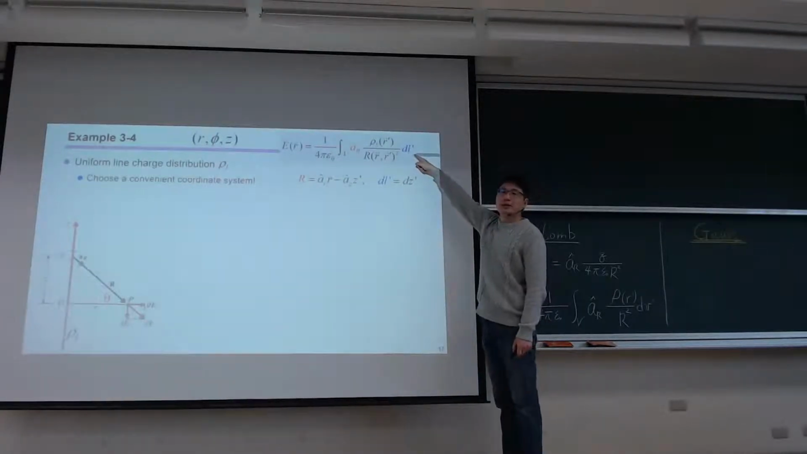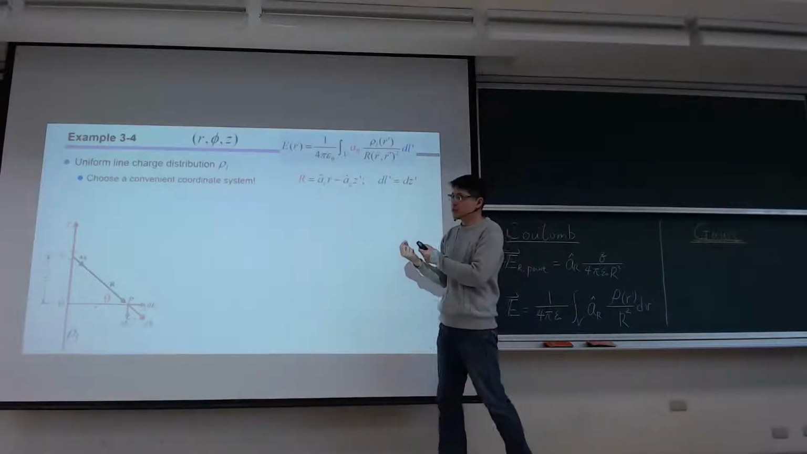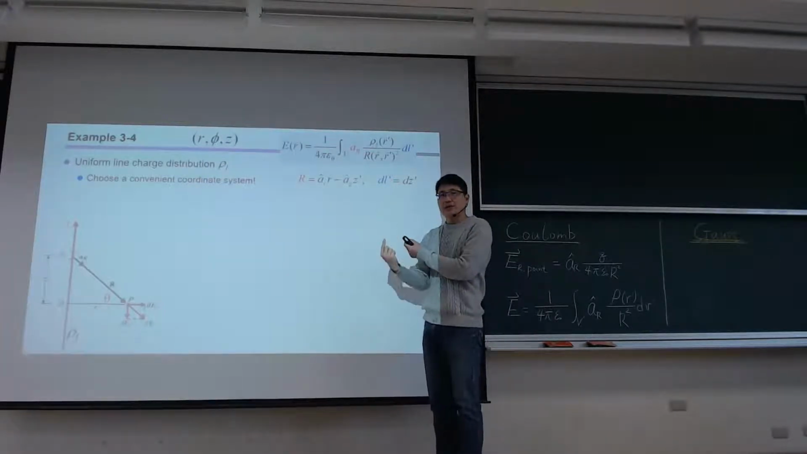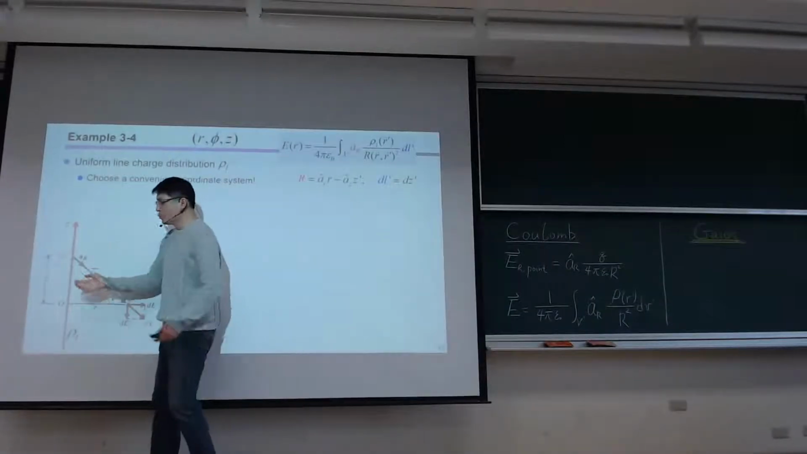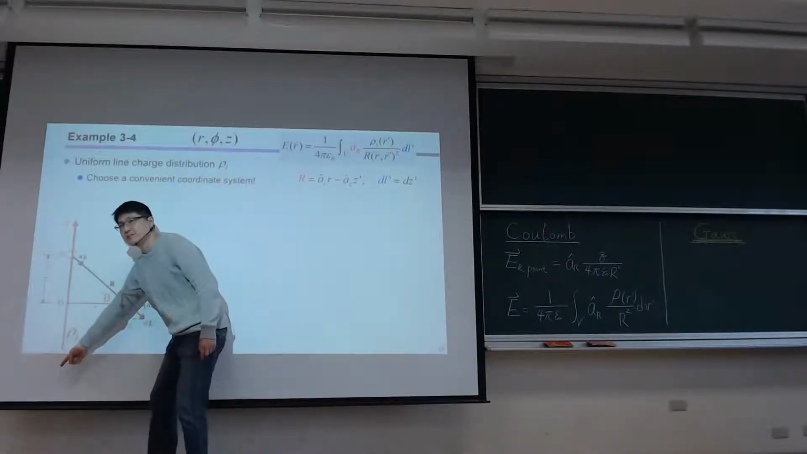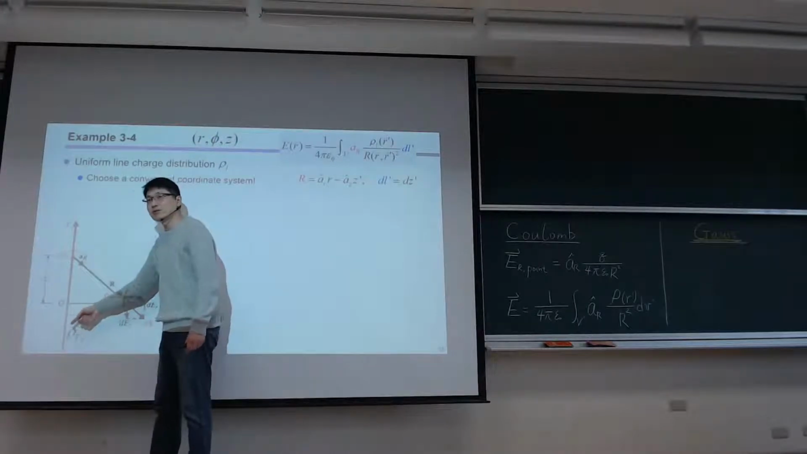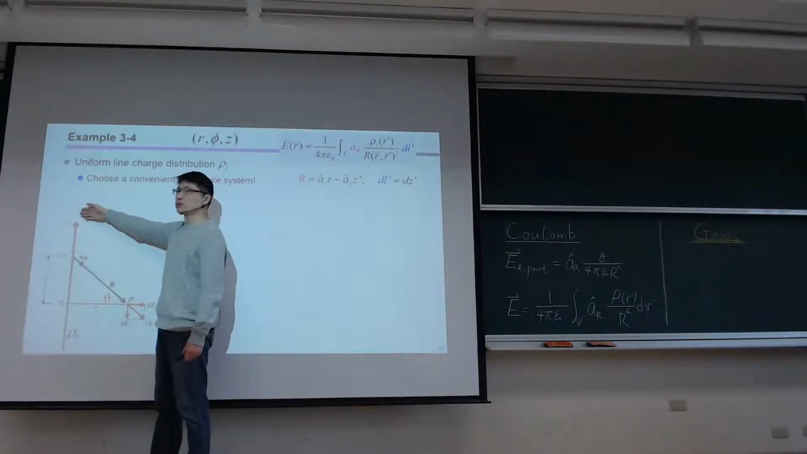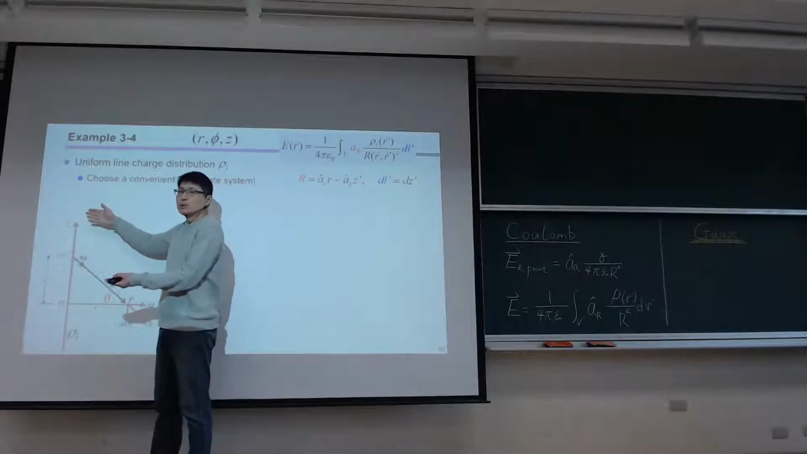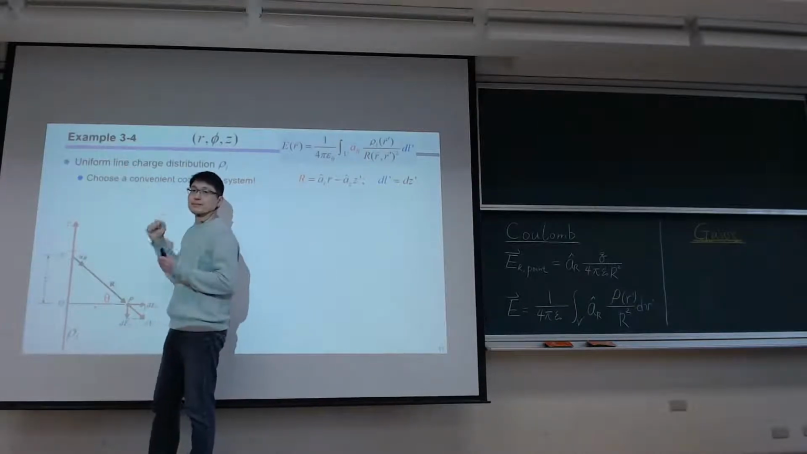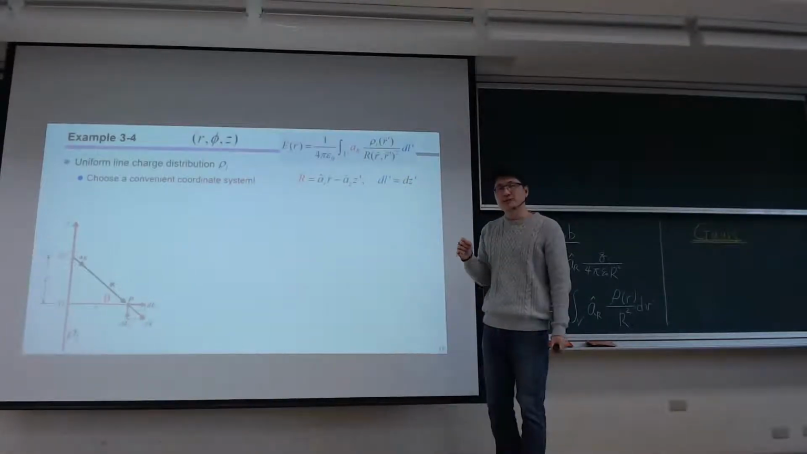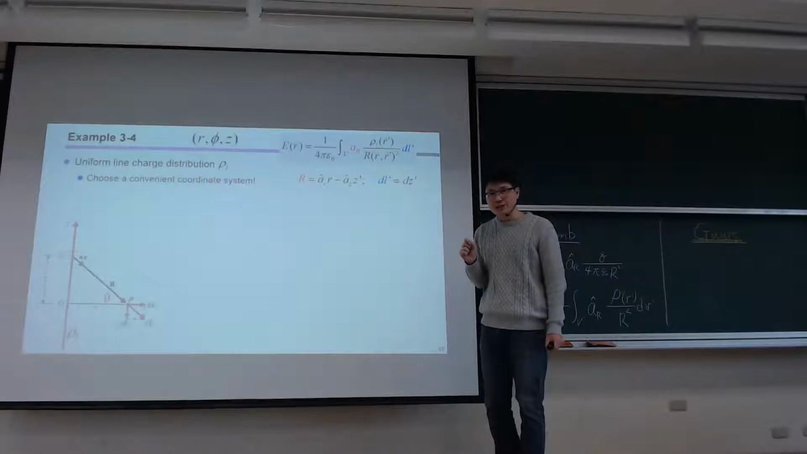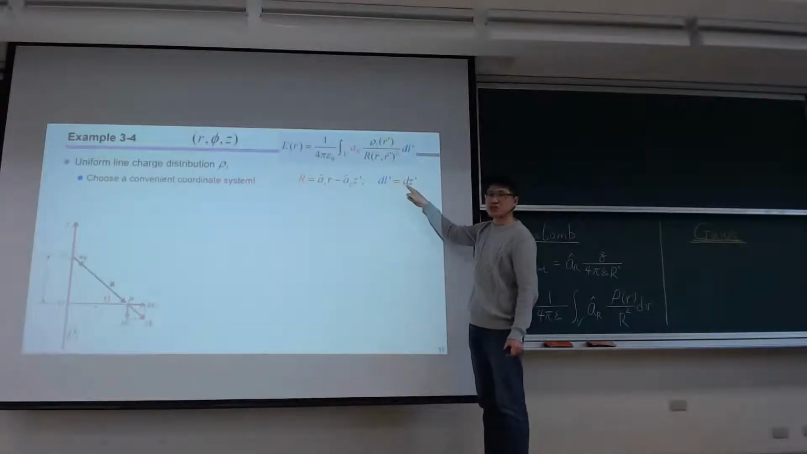What about dl prime? dl prime is the differential length that you are going to integrate for this uniformly distributed line. So in this case, we can just integrate from negative z to positive z, from negative infinity all the way to positive infinity, assuming this line is super, super long, right? So in this case, since we have invoked the cylindrical coordinate system, here dl prime is just dz prime.